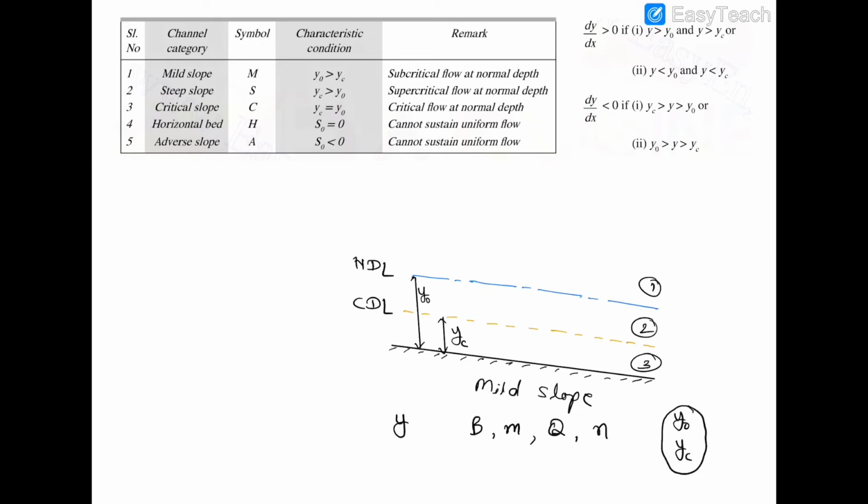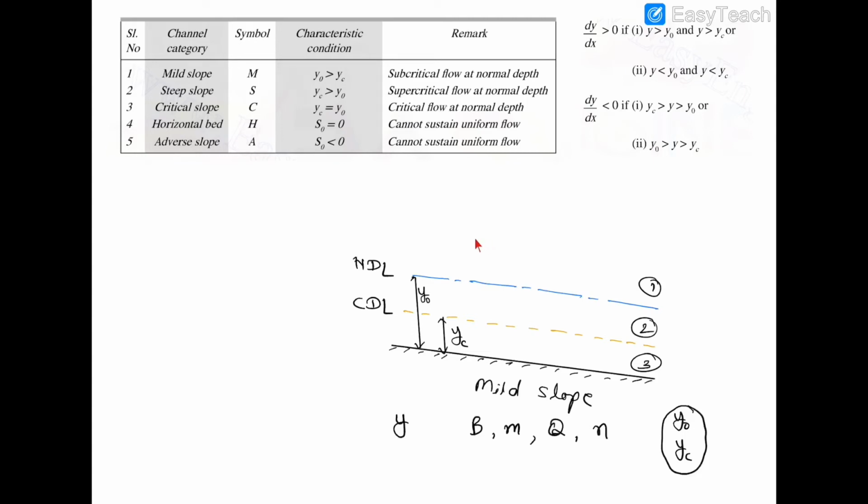After defining the channel category, you have to compare the given depth with y naught and yc to find whether the profile will have increasing water depth or decreasing water depth. Okay, so these are the conditions to find the increasing or decreasing water depth that we found just a few seconds ago. dy upon dx will be greater than 0 if y is greater than y naught and y is greater than yc.